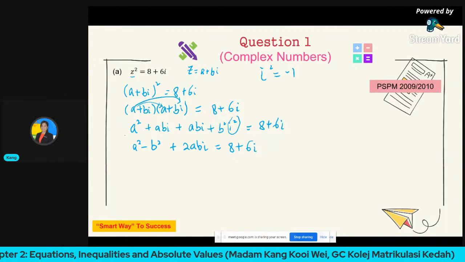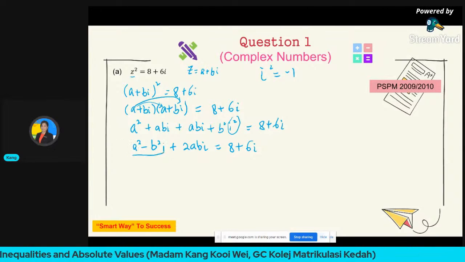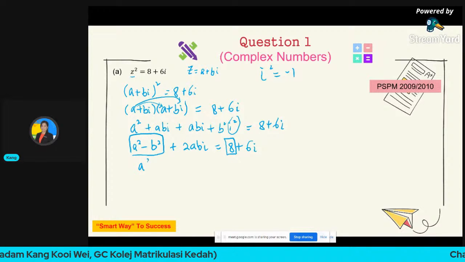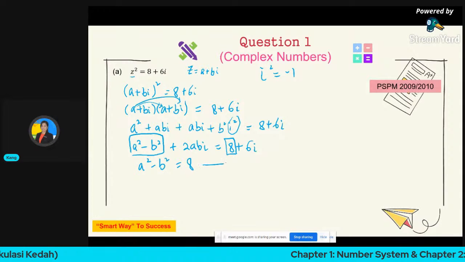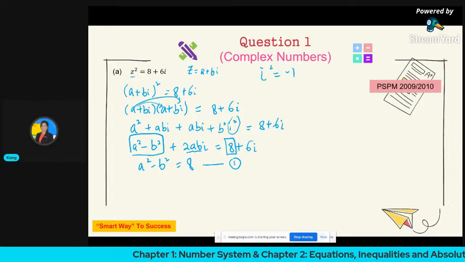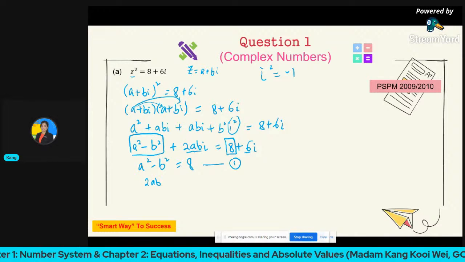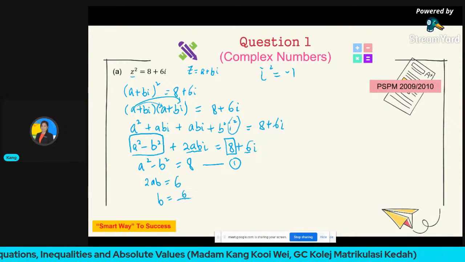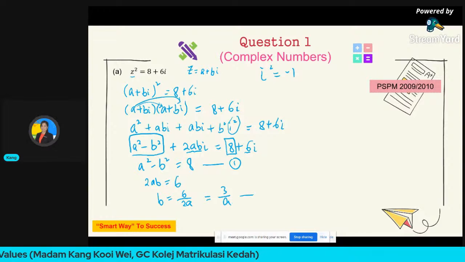Okay, so now we just compare the real part with the real part. a squared minus b squared equals 8. This one we label as the first equation. After that, you compare the imaginary part with the imaginary part. 2ab equals 6. Then b equals 6 over 2a, which equals 3 over a. This one we label as the second equation.